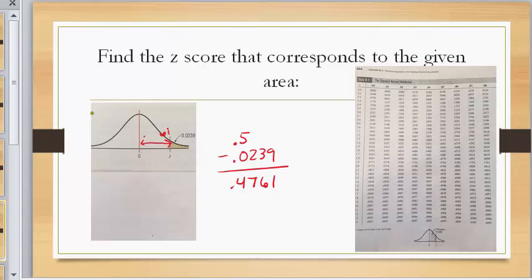Now again, you want to think about that and make sure that that makes sense to you. I know that these two pieces together make up the entire right-hand side of the curve. So these two pieces together should be 0.5. So I'm going to take that total of 0.5, I'm going to subtract off the part that I don't want, and that should leave me the .4761.